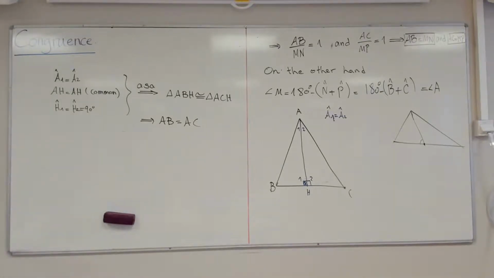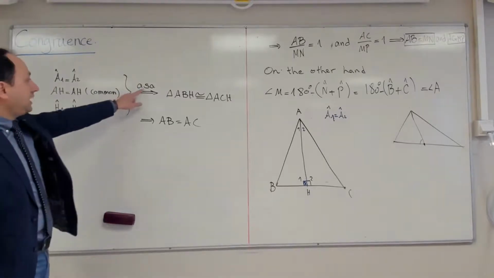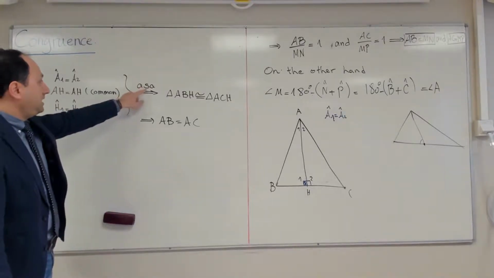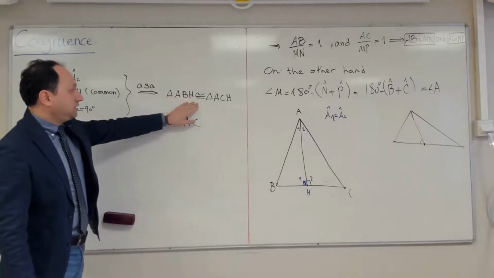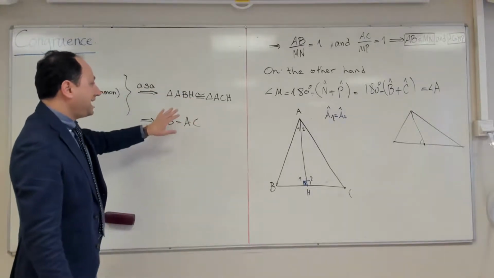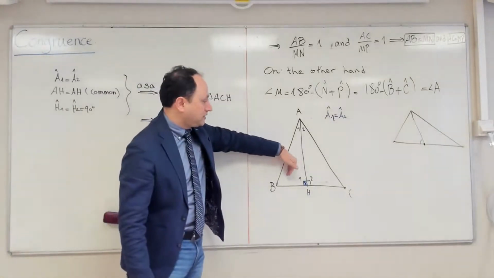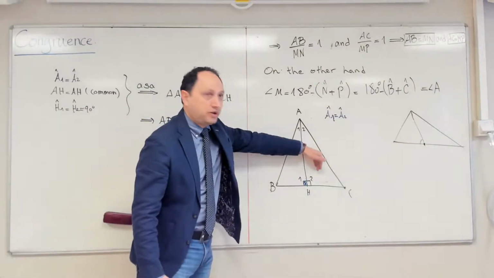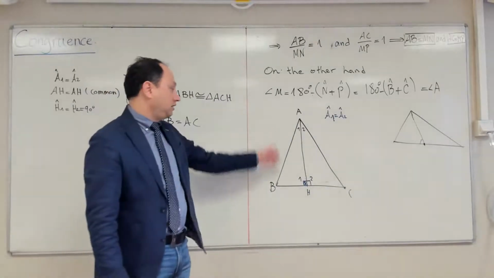Is that understandable? So from this, you need to write these details in the exam, okay? ASA. So you concluded that these two triangles are congruent, and when they are congruent, every piece of the left-hand side should be equal to the corresponding piece of the right-hand side, including AB and AC.